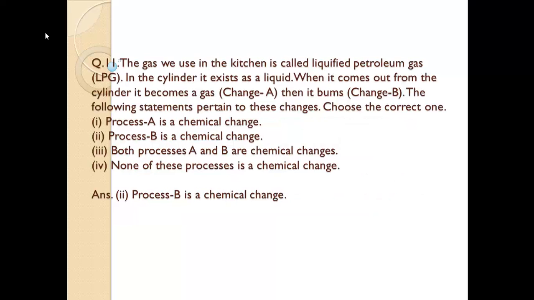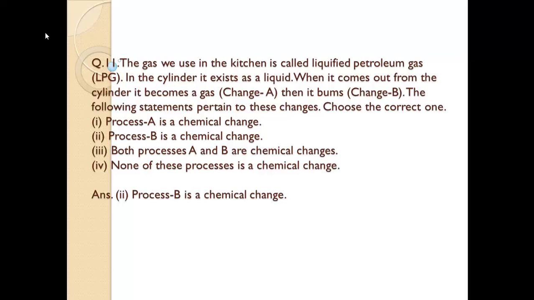Question number 11. The gas we use in the kitchen is called liquified petroleum gas, LPG. In the cylinder, it exists as a liquid. When it comes out from the cylinder, it becomes a gas. That is change A. What is change A? When liquid petroleum gas comes out from the cylinder, it becomes a gas. Then it burns. Change B. The following statements pertain to these changes.